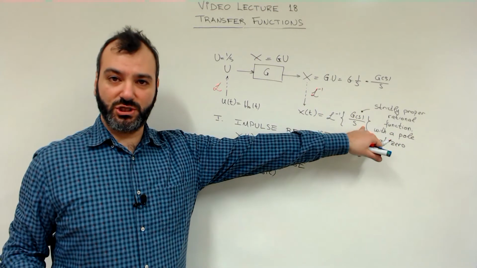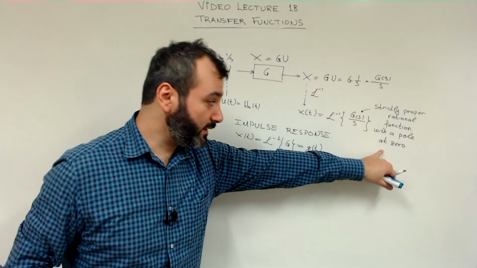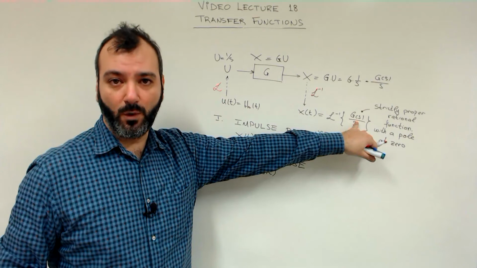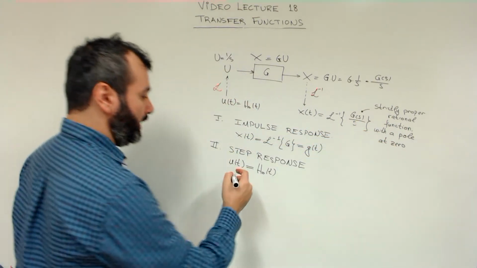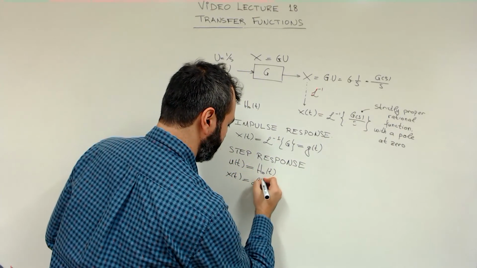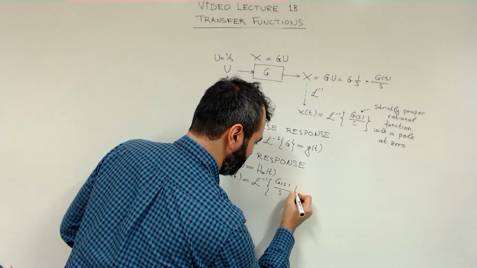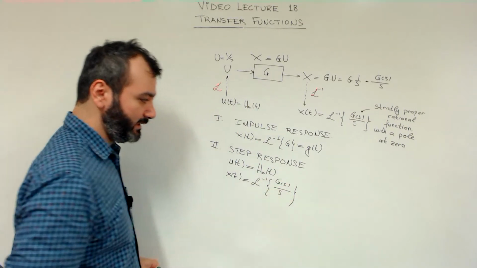Now, of course, g of s might have itself a pole at 0. So this function g divided by s has at least one pole at 0, all right? So x of t in that case is the inverse Laplace transform of g of s divided by s.